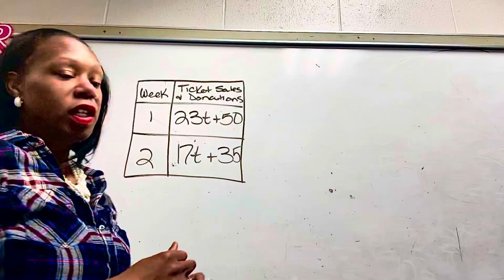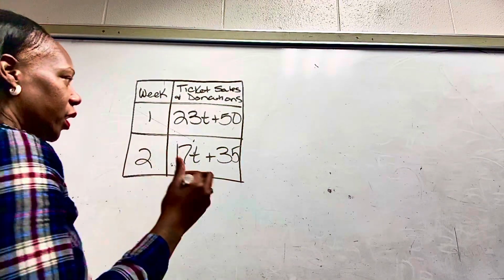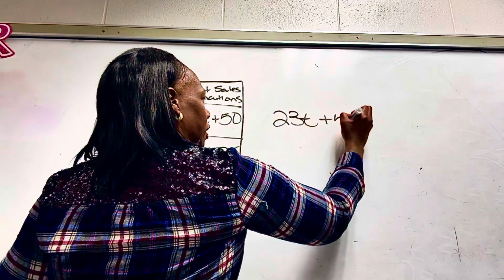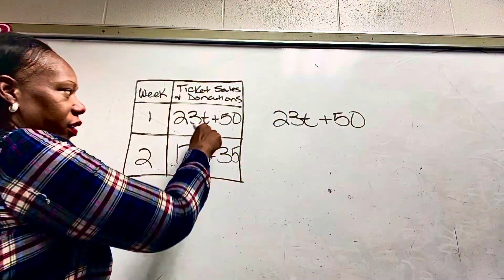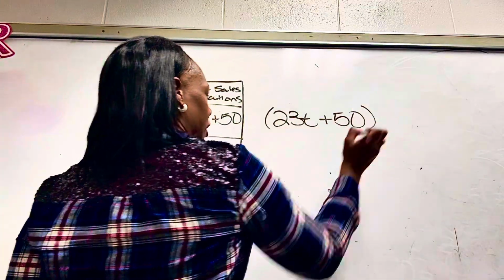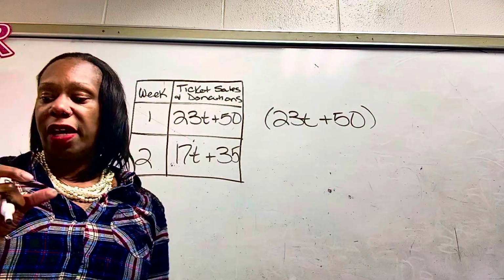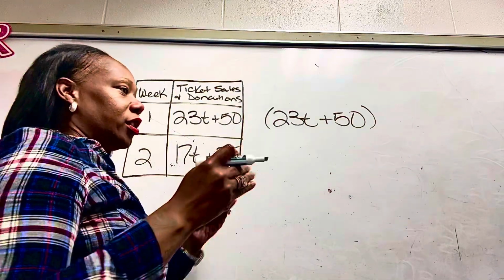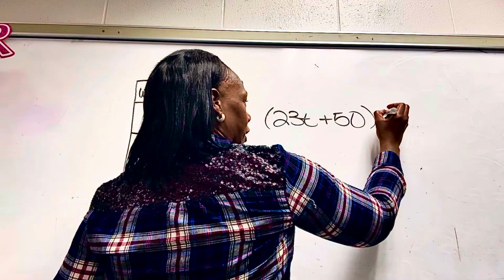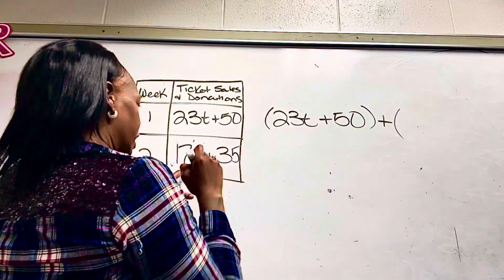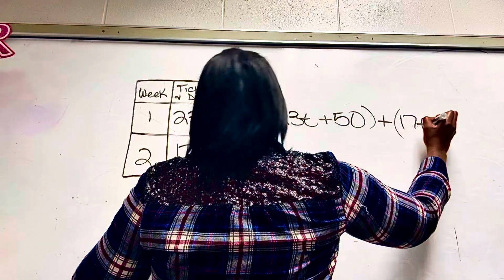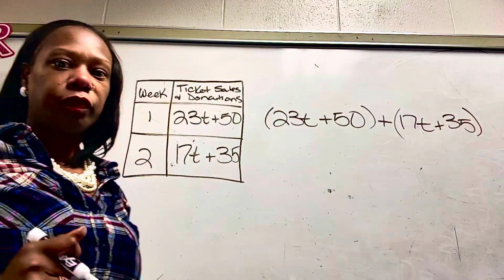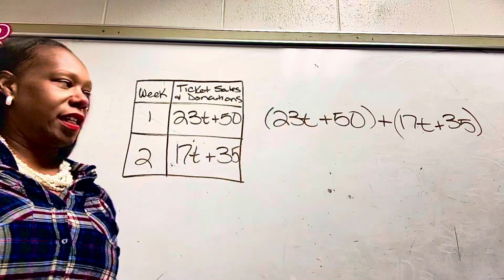That's it. So we're going to look at the first week, and we have 23T plus 50. They gave us that, okay? Go ahead and put that in parentheses. And then they want to know what the total amount was between week 1 and week 2. So if we're trying to get a total of something, that means we're going to be adding. And we're going to go ahead and put the information here, 17T plus 35. That's week 2, okay? So that means we're adding that together.